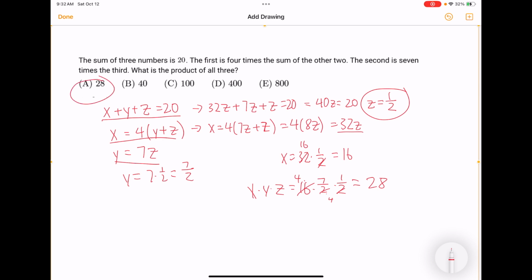So basically, we're just solving for a system of equations, and it doesn't matter what variables you use, as long as you represent what each of them is correctly, then you should be fine.